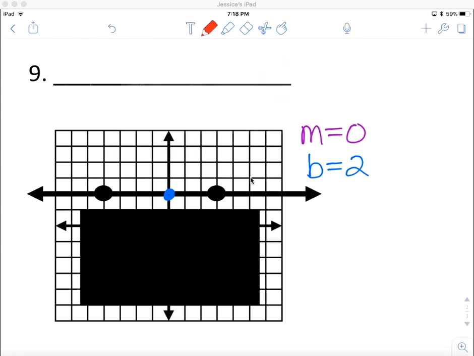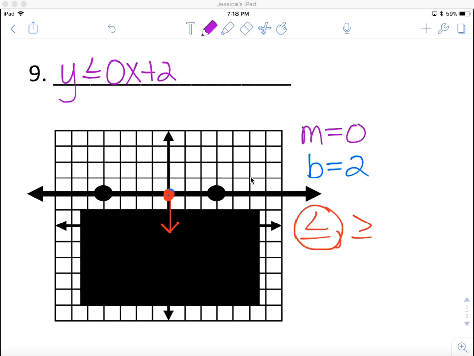I have a solid line, so I'm choosing between less than or equal to and greater than or equal to. And I am shading below my y-intercept, which tells me I am going to use less than or equal to. Putting this all together, I have y is less than or equal to 0x plus 2. If you want to write this in a more simplified way, you don't have to write the 0x. You can just write y is less than or equal to 2.